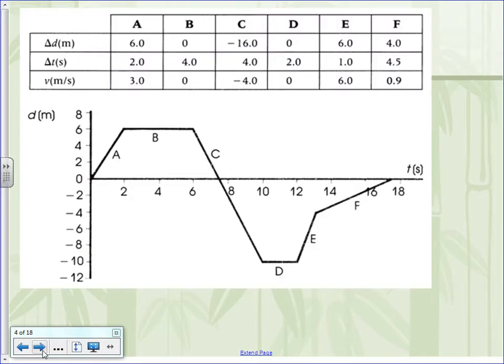So we've got a position versus time graph here. Now, how far does the object go in part A? It starts at 0 meters, and at the end of section A, where is it? It's at 6 meters. So how far did it go? 6 meters. Now, what was its displacement?